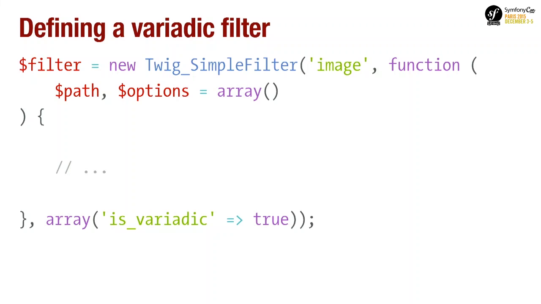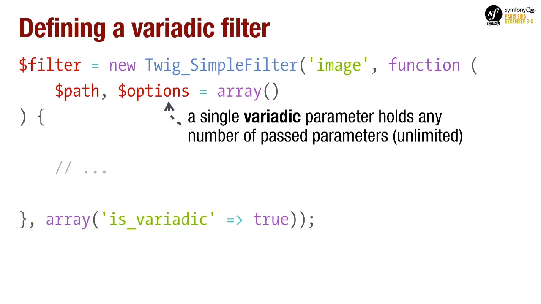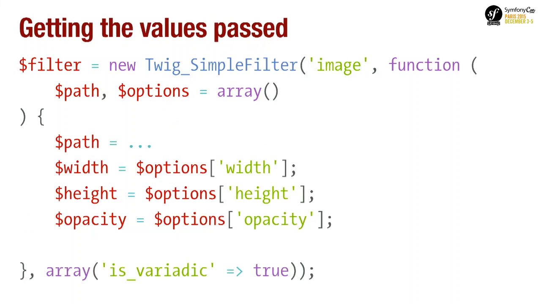You can say to Twig that this filter is going to accept any number of arguments, unlimited, and all of them are going to be stored in that argument. In this case, I call it options. And then inside the code of the filter, you can access all of them. 2, 3, 100 arguments, doesn't matter.